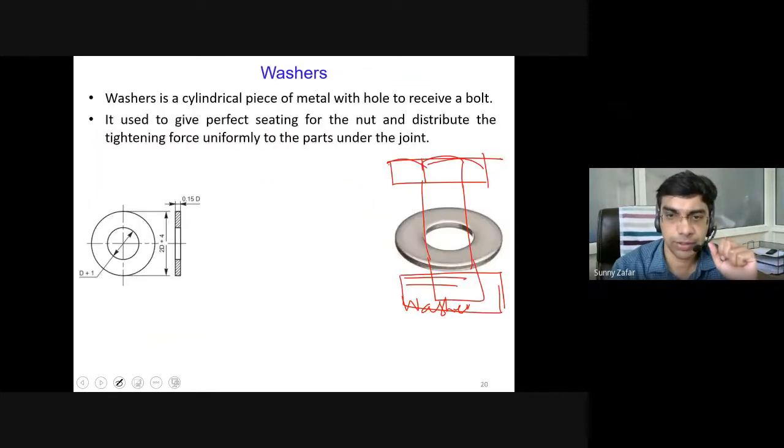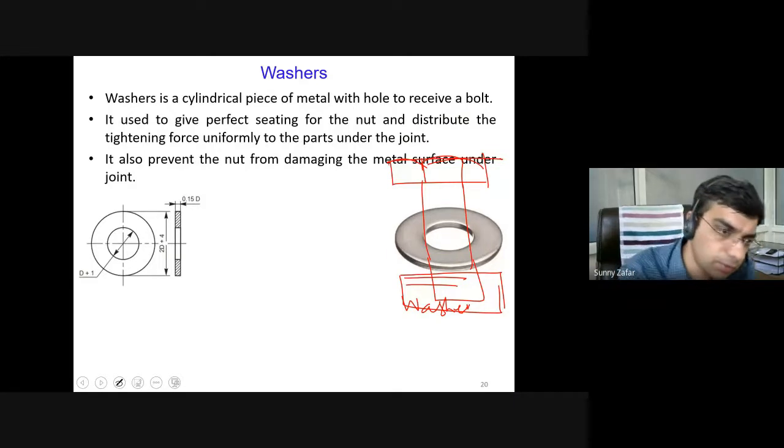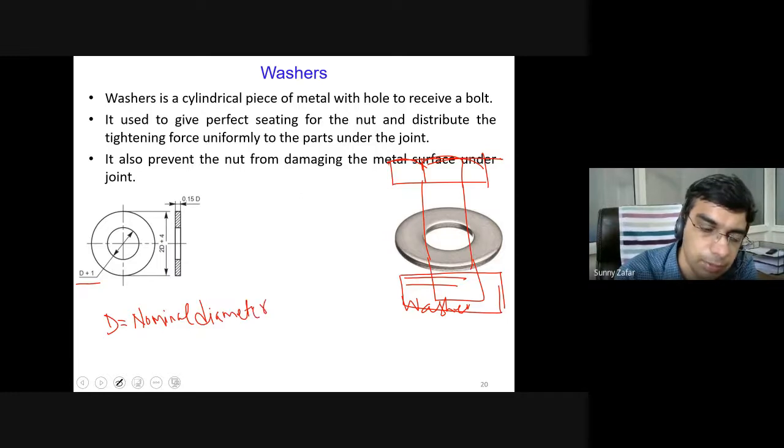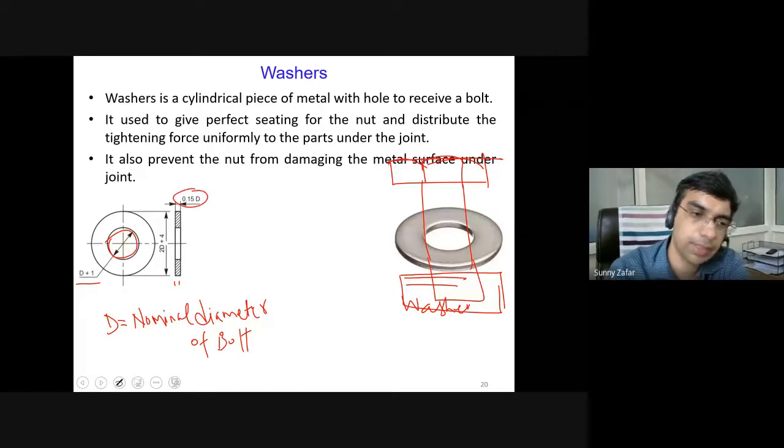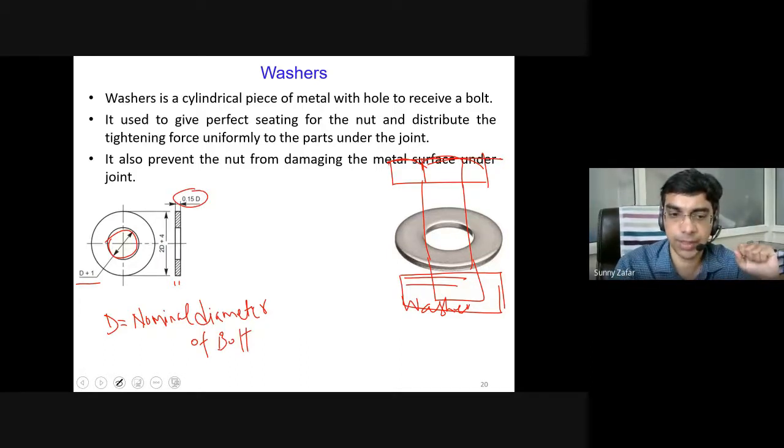Coming back to the washer, these are the various dimensions of the washer as shown here. D basically stands for the nominal diameter of the bolt, as provided in the nomenclature. So D plus 1 will be the internal diameter, which is 1 millimeter greater, the outer diameter will be 2d plus 4, and the thickness of this washer is generally 1.15 into d. So all the dimensions are with respect to d, that is, the nominal diameter of the bolt.